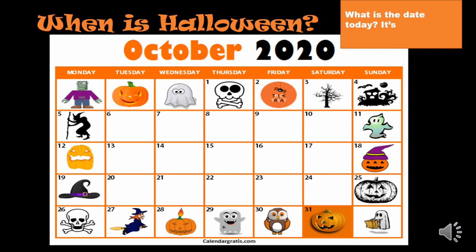Slide 8. Ask, when is Halloween? It's on October 31st. Or allow them to say it's October 31st or 31. Also ask, what is the date today? They should say, it's Monday, October 12th, or it's October 12th.